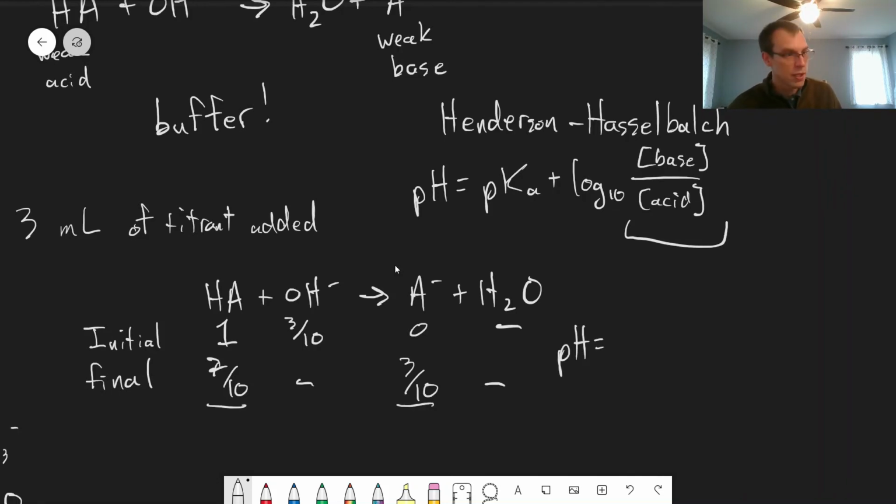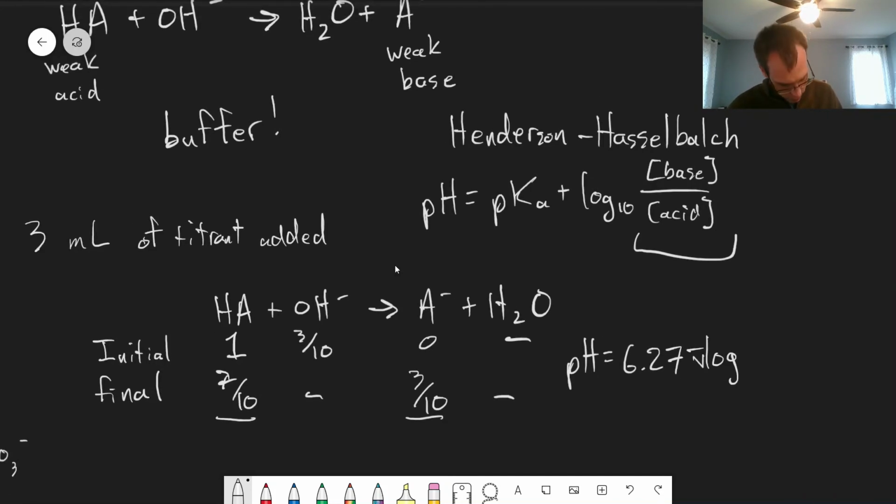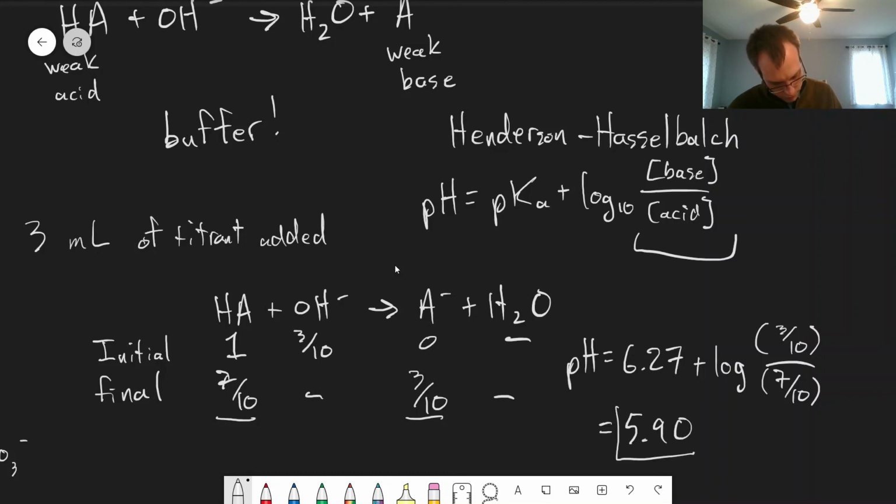So pH is equal to pKa, which in this case is 6.27, plus the log of concentration of base, which is 3/10, divided by 7/10. All right, and that gives us a pH of 5.90. So we see, again, a pretty significant change in pH, but a more significant change than we saw when we had a strong base. So this is our example of looking at something that is before the equivalence point.